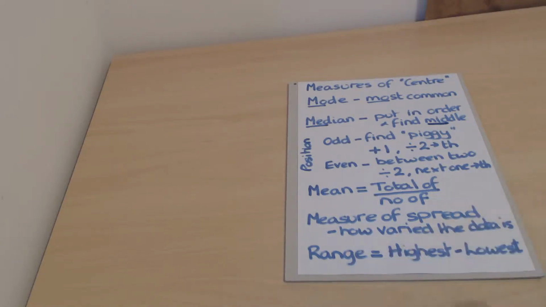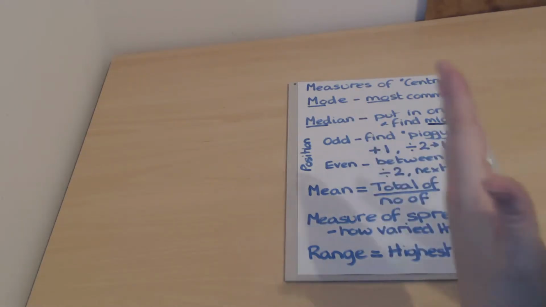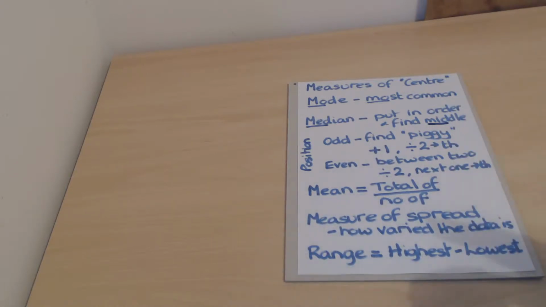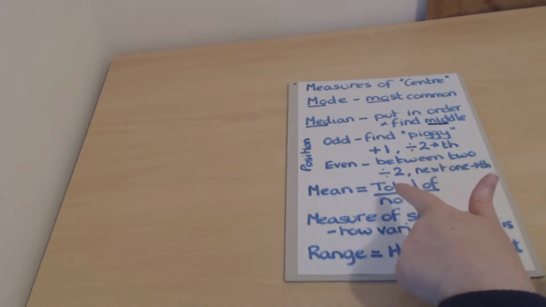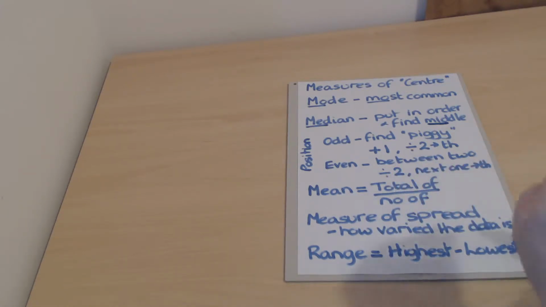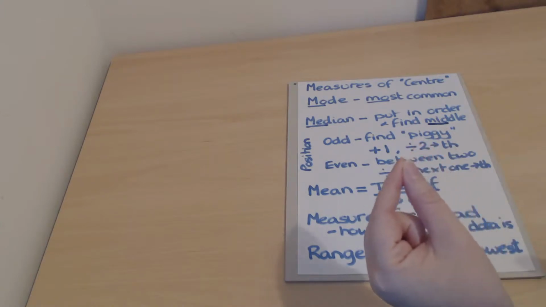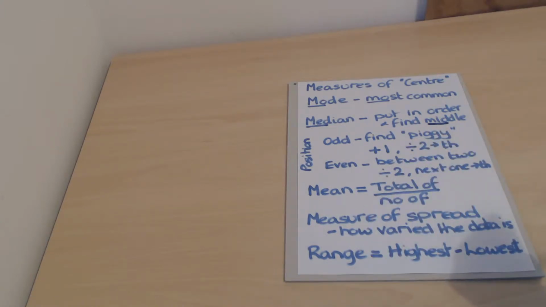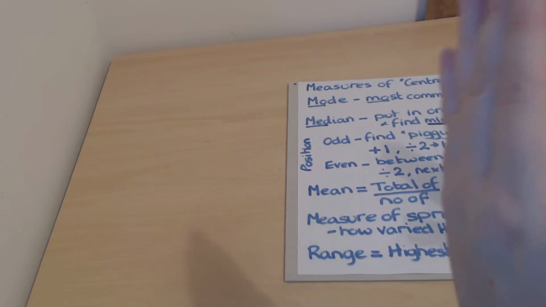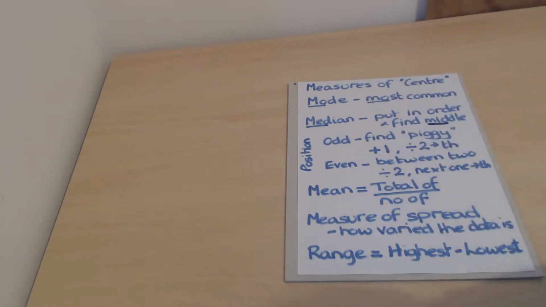If you've got an even number of pieces of data, then actually the middle will fall between 2 in the middle. So we can do something similar. This time, let's say it was 16 pieces of data. So I would divide by 2, which gives me 8. So I need the 8th piece of data and the next one along. So I need to look at the 8th piece of data and the 9th piece of data, and then I need to work out what's in the middle of those 2 pieces of data.